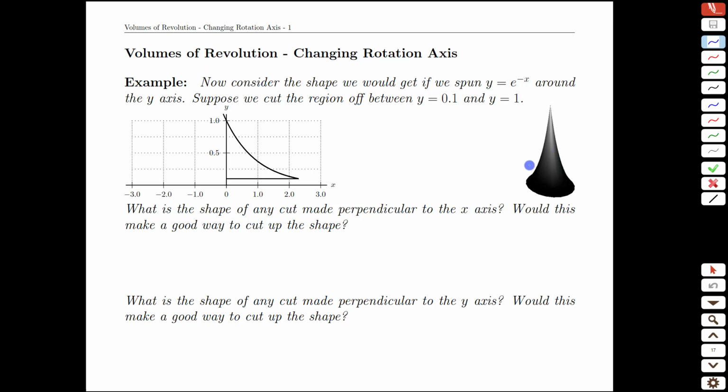In this video, we're going to construct another three-dimensional object by revolving a region around an axis. This time, though, we're going to revolve around the y-axis. We're going to use as a boundary our function y equals e to the negative x, so our negative exponential decay curve. We're going to start at y equals 0.1 and end at y equals 1. And that is going to leave us with a region indicated here. When we spin that region around this axis, we're going to get the shape that you see to the right there.